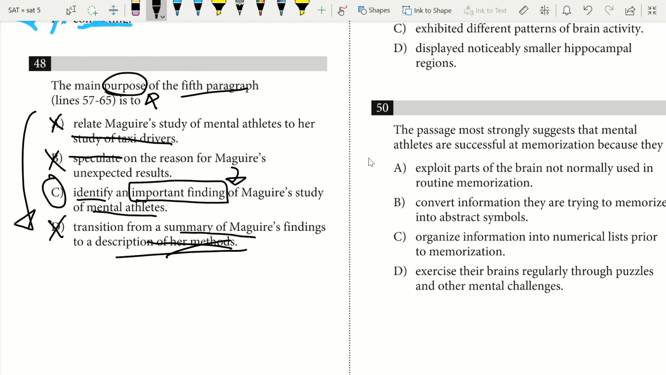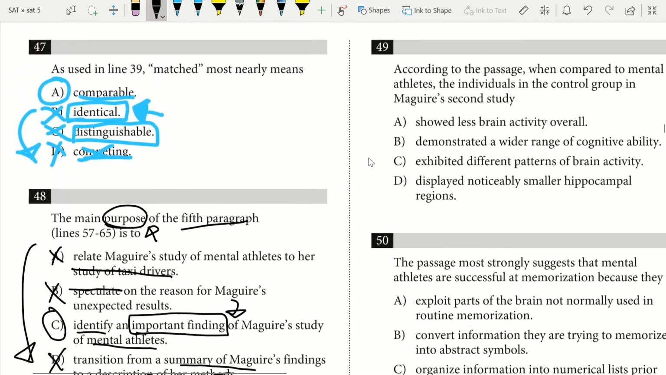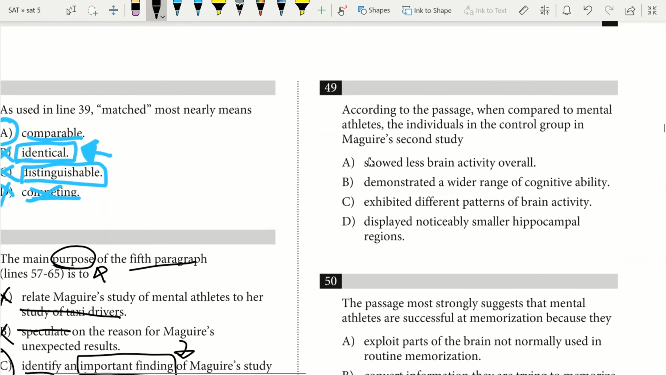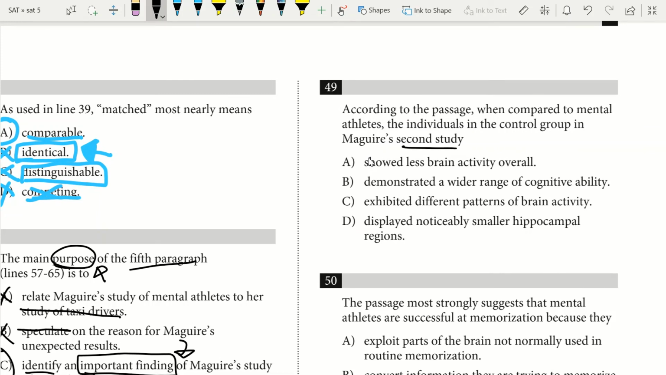Now we can go ahead and move on to question 49. 49 says, according to the passage, when compared to mental athletes, the individuals in the control group in McGuire's second study, what? All right, well, those in the control group, we know that they use their brains differently. They use different parts of the brain. It never says that they showed less brain activity overall. In fact, I believe it said that they were comparable in brain activity, just using different parts of the brain.